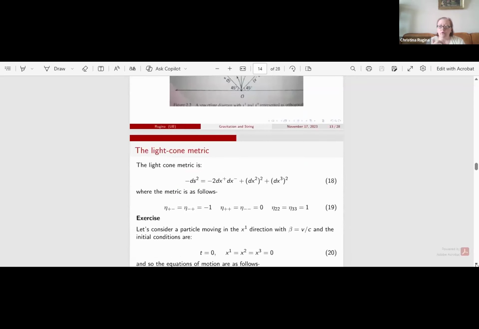The light cone metric, you go from Minkowski to this one, and eta plus minus, eta minus plus is -1, eta plus plus and eta minus minus is 0, and eta 2 2, eta 3 3 is 1. So that's why it looks like this. It does not have a plus plus and minus minus. Those are zeros. Okay.